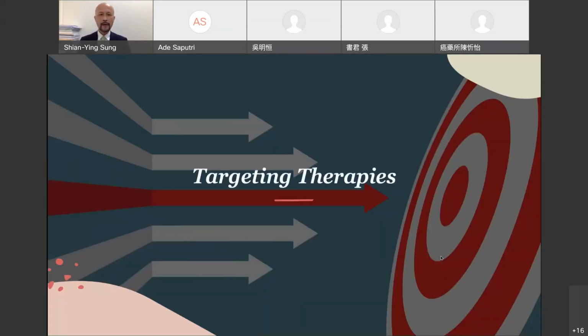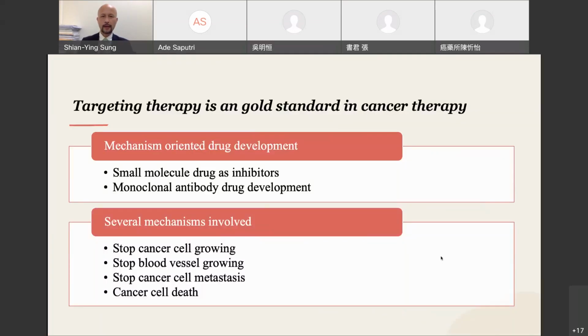Once we have this drug screening and large-scale screening, the next step is targeting therapies, especially for cancer research. Targeting therapy is the future star for developing treatments with fewer side effects but better therapeutic effects.